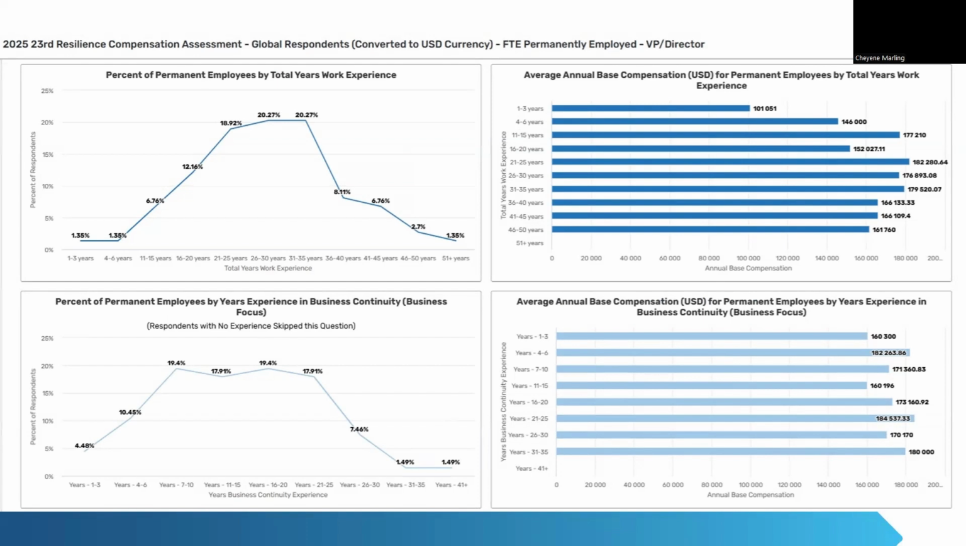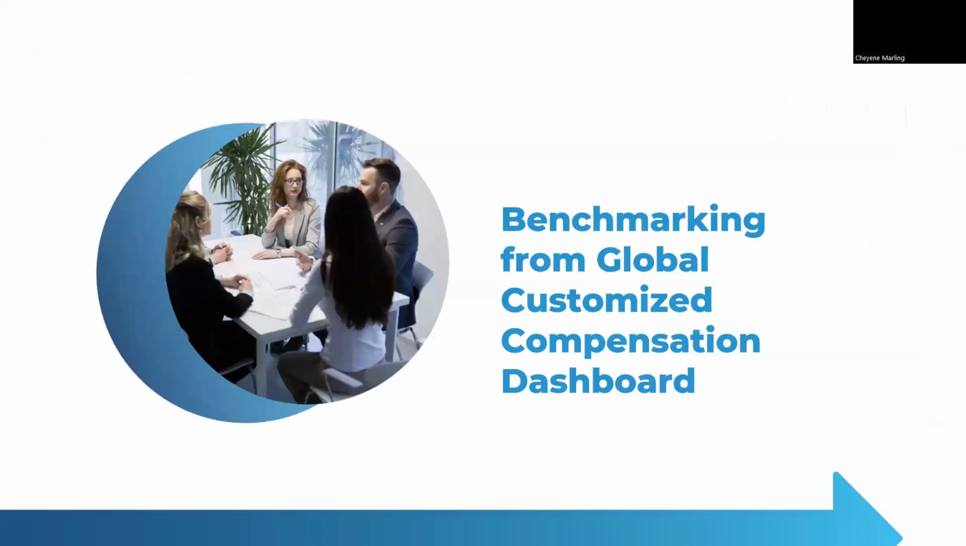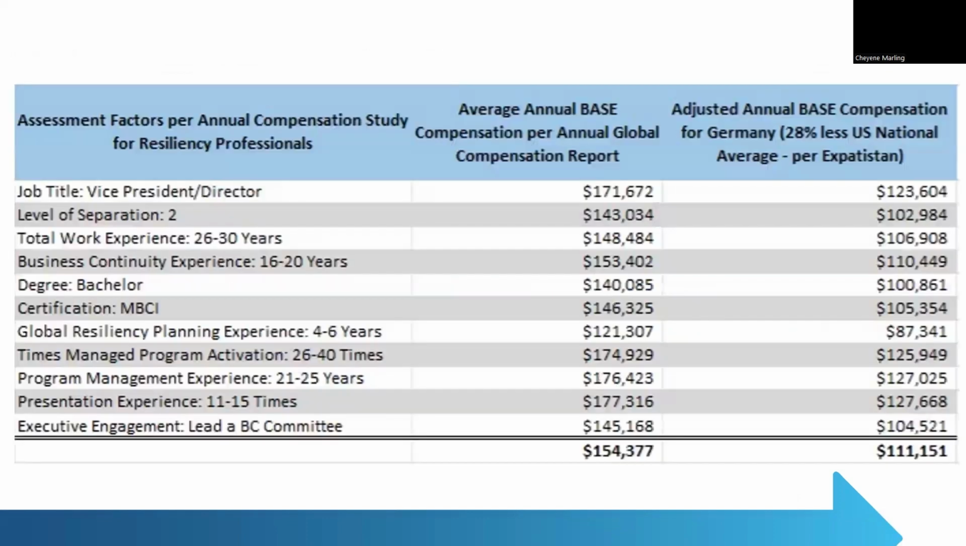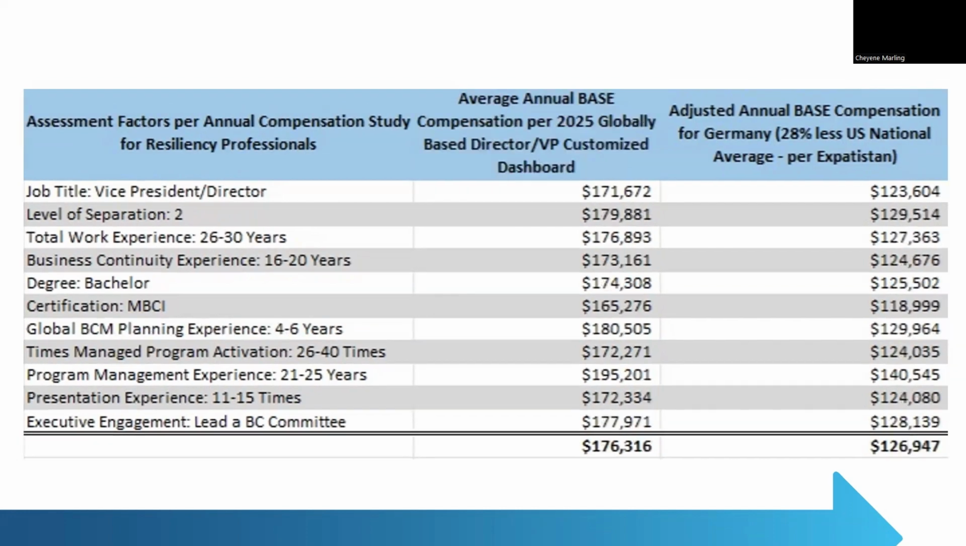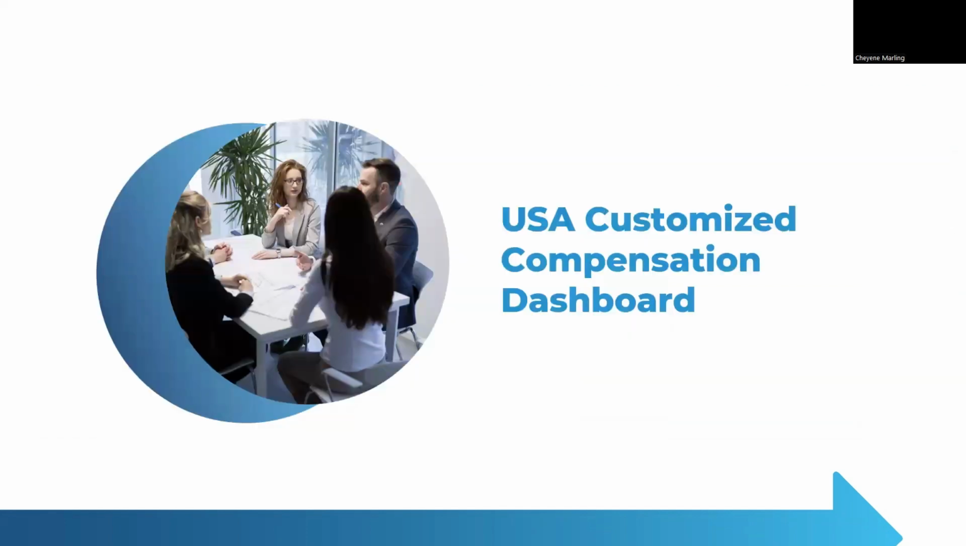Now, I'd like to showcase a comparison between compensation benchmarking via the report versus a customized dashboard. Let's return to our Germany example. Using the global report, Germany's adjusted VP base comp is roughly $111,000. Using the dashboard, filtered only to VP/directors, the adjusted figure is roughly $127,000. That's a meaningful difference, and it's because you're now comparing yourself to peers with your same title and experience level. Same goes for US dashboards.